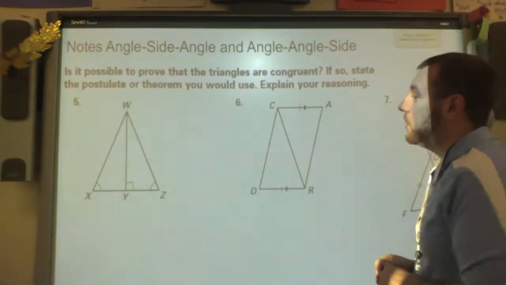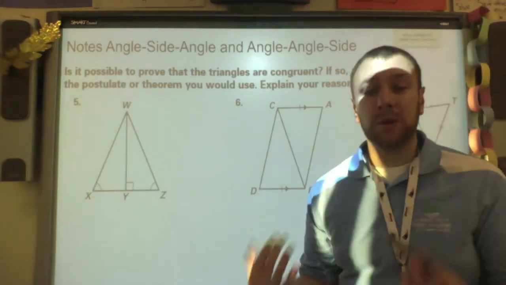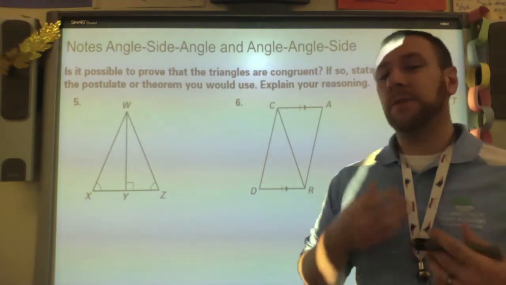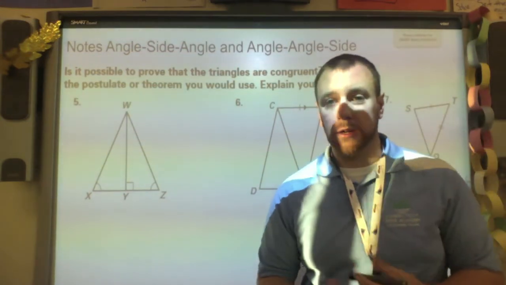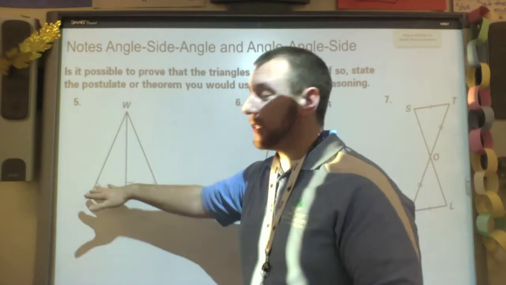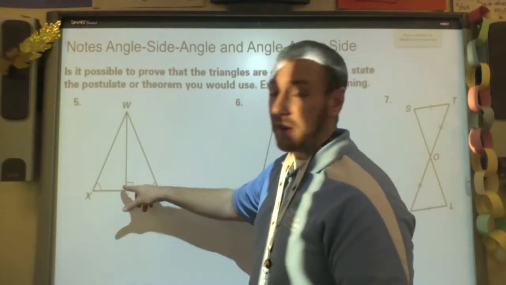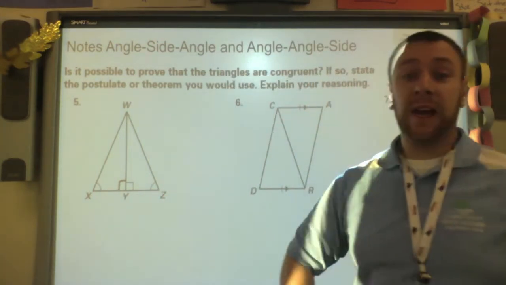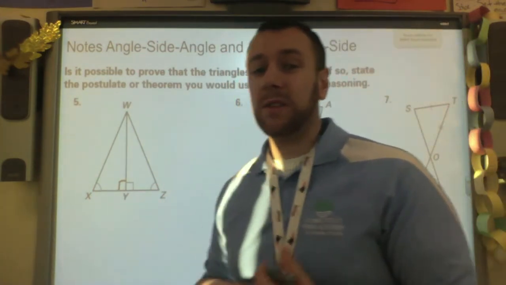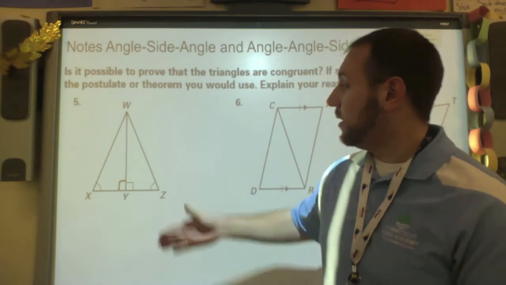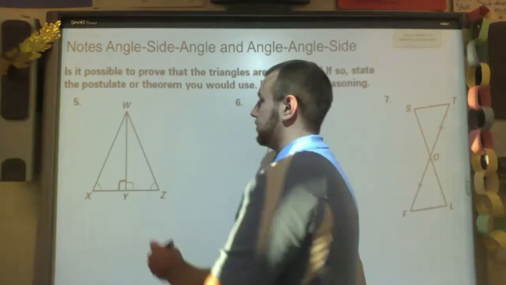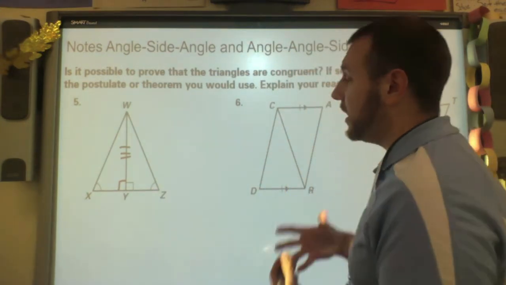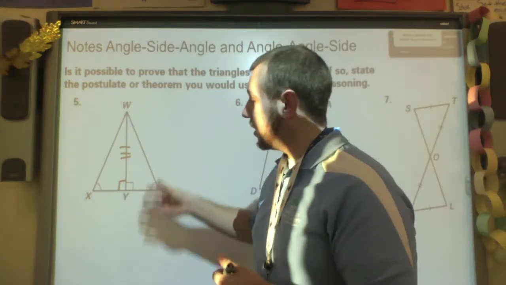So now we get into proving stuff. Every time we're trying to prove stuff, we have to start off by marking what we know. Some things are already marked. If I know this is 90 degrees, I know this other angle is 90 degrees. So I have two angles. Now I just have to find a side somewhere. Well, this WY is shared, so again, mark that congruent. Now I know that these two triangles are congruent.